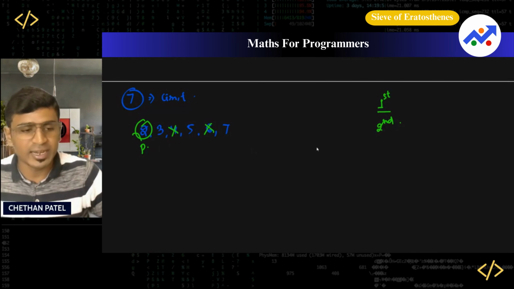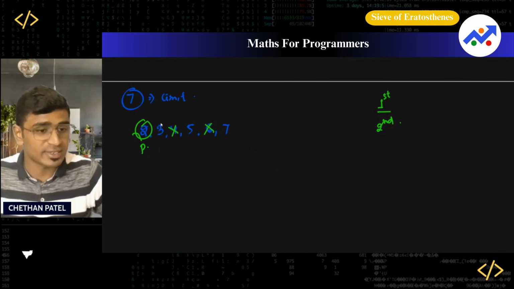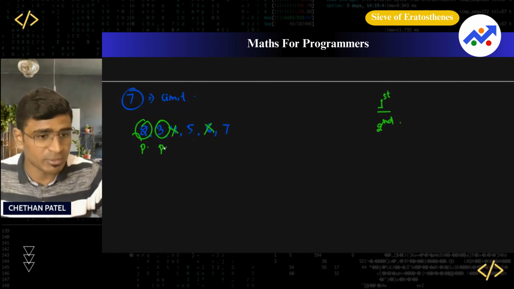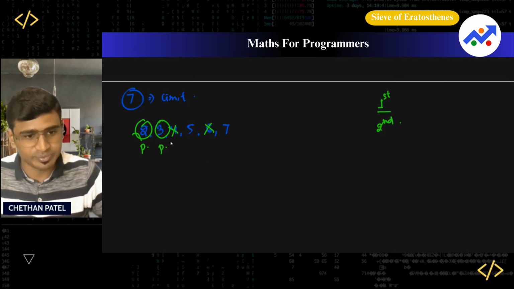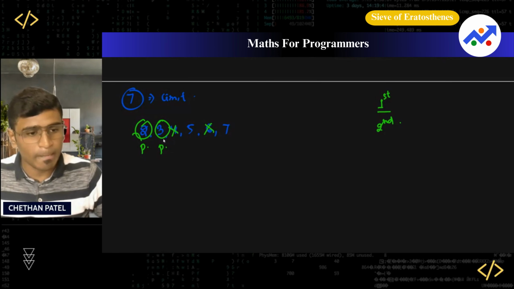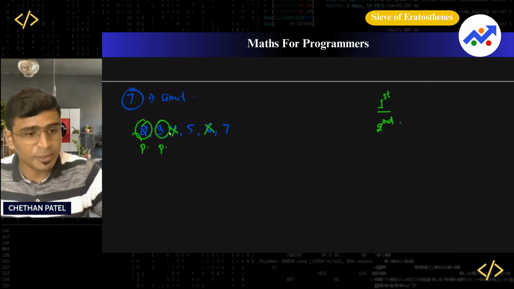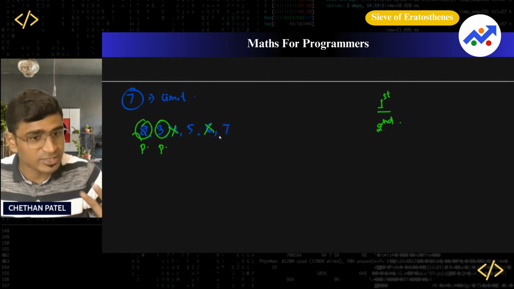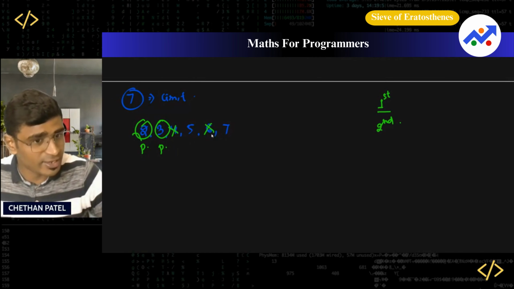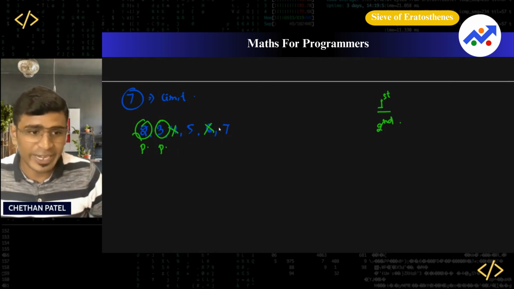Okay, in the second iteration, move to the next uncircled number, which is 3 here, and mark it as prime. Observe here. Now we need to cross out all the multiples of 3. The multiple of 3 present in this particular range is 6, right? So 6 is already crossed out. We don't need to check.